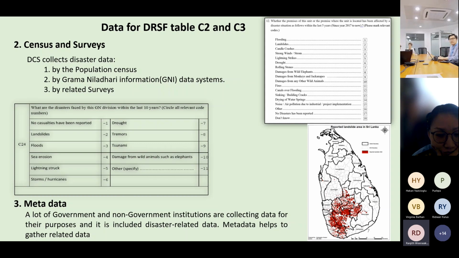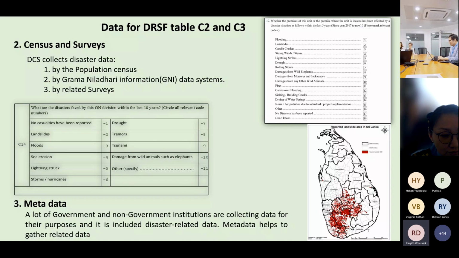What are the hazard types, and on the right side you can see the questionnaire we input for the 2023 main census to collect disaster related statistics. In the down map you can see the analysis of the GIS data, and we can identify what are the landslide areas and how they are distributed within the districts.